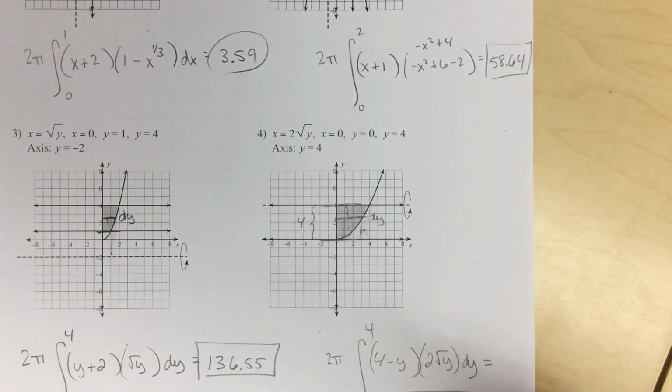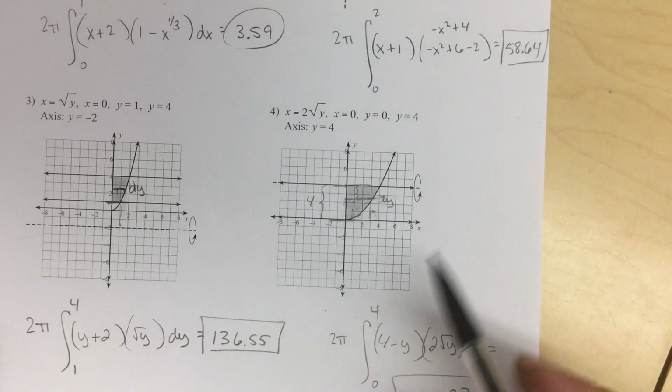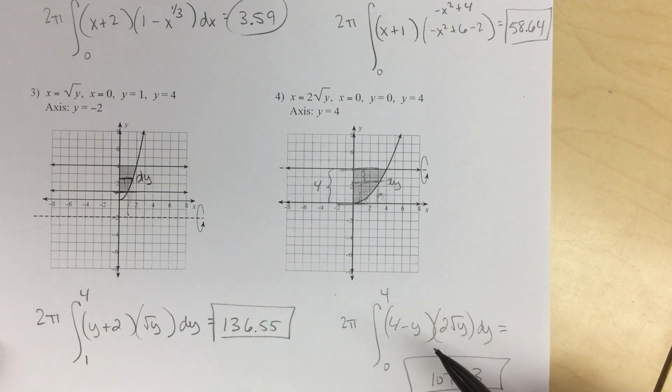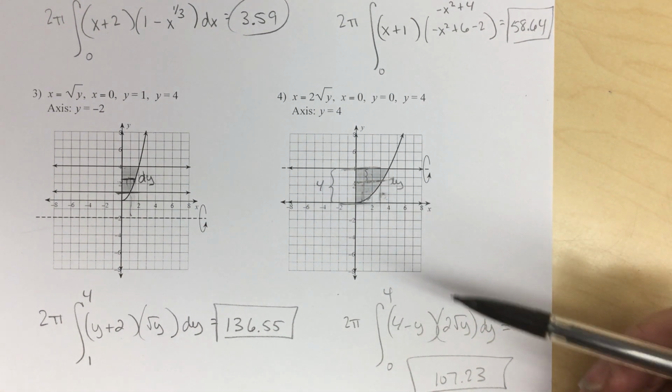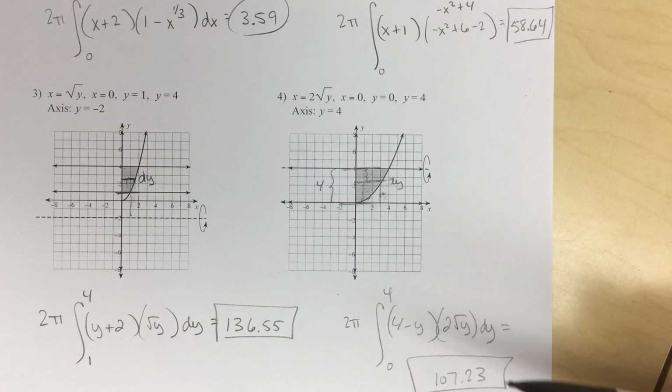So again, whenever you're doing these, remember the radius is the distance from the sliver to the axis, and the other number, the height, is the height or the length of the individual sliver.